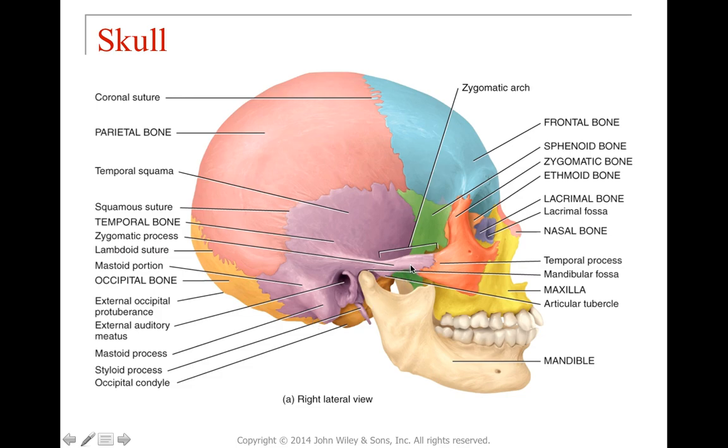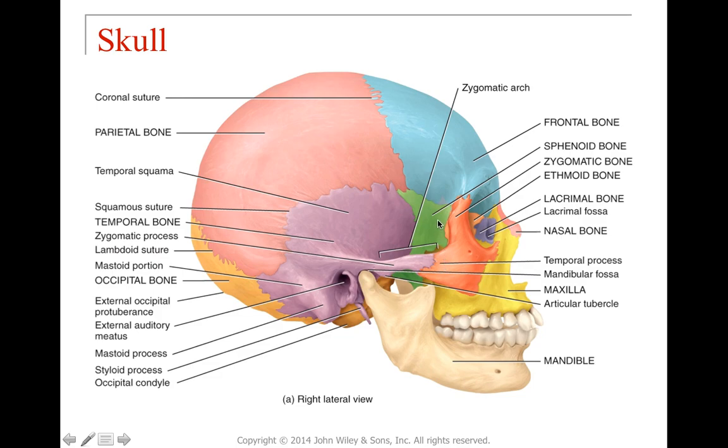All right, so in the occipital bone, we have the external occipital protuberance, that's towards the back we talked about, and the occipital bone is going to be connected to the parietal bone here by the lambdoid suture. All right, so let's move forward.